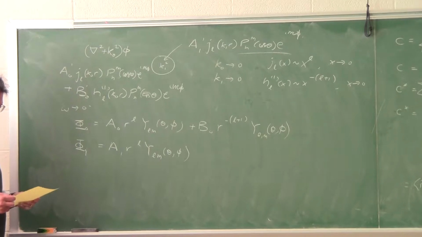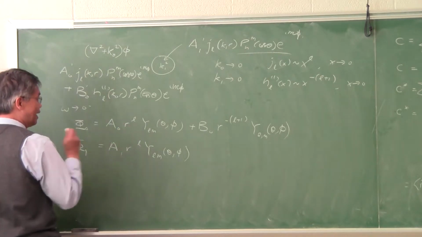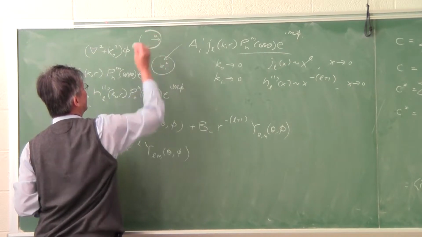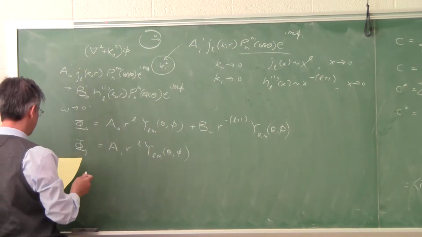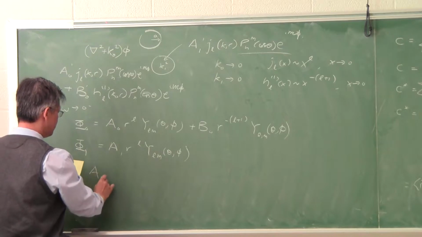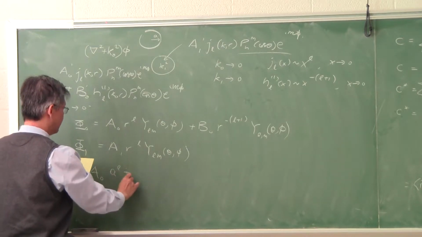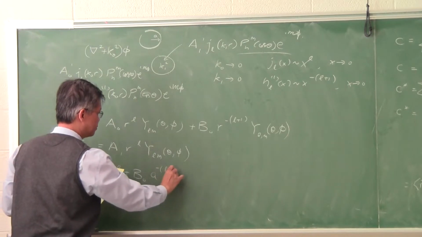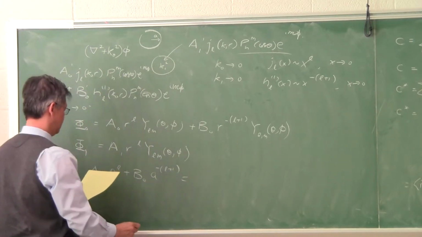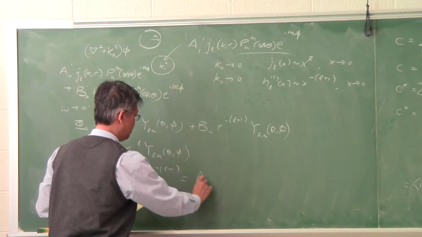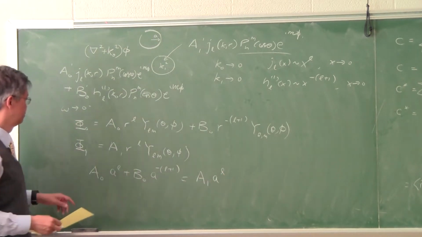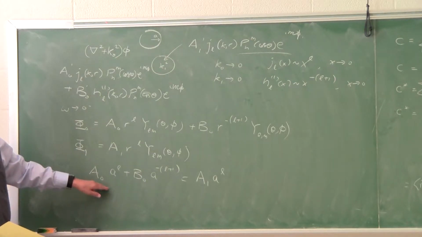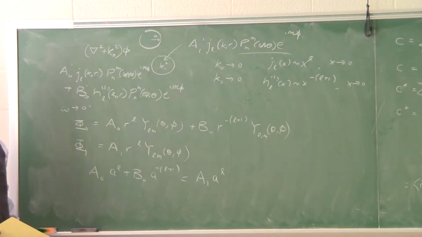So if I match the boundary condition that this equals that on the surface of the sphere, which I assume to have a radius a, then I get the first equation: a0 a^l plus b0 a^(-l+1) is equal to a1 a^l. I just match this to that at the surface. The y's cancel because of phase matching conditions.